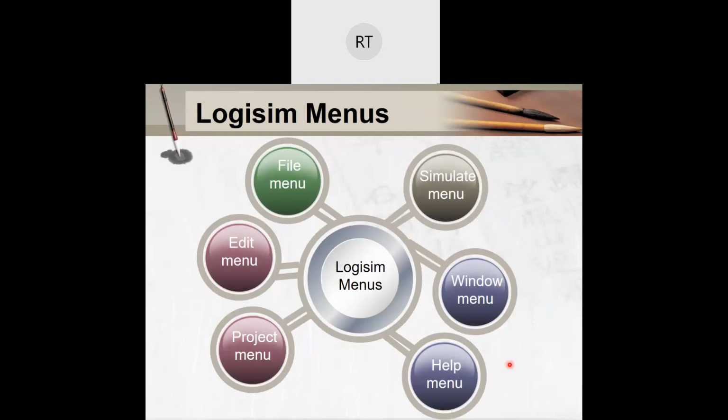Simulate menu, this is how you do simulation. Of course, help will give you steps of how to do it. And the window menu, if you want to create more windows, you have 3: the one for the gates, the one for the attribute, and the one for the canvas.